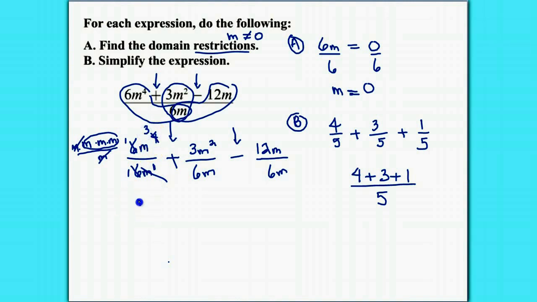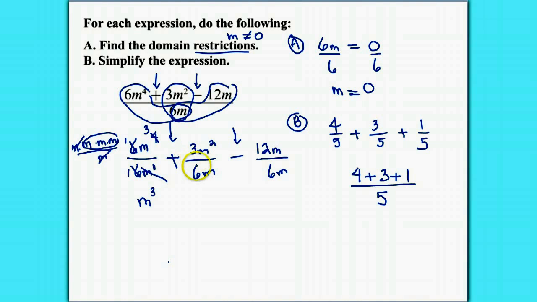So from this first fraction, we really just have m cubed. That's all that's left. You have 1 over 1, which is 1, and we usually don't write that. You just write the variable. Okay? So similar idea here.